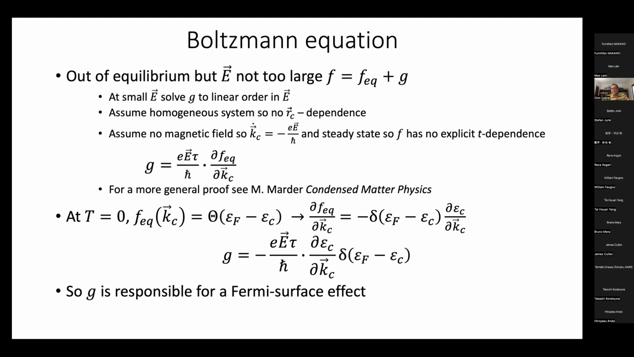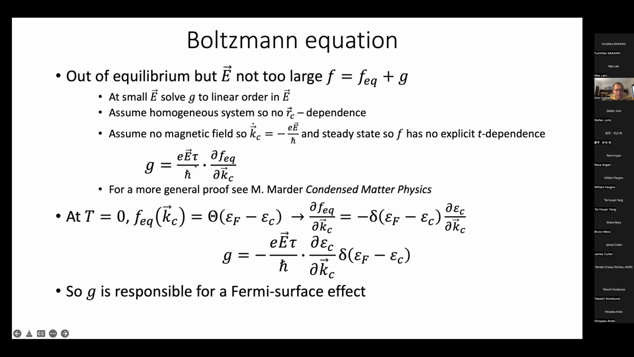We're going to say the system is homogeneous, so we're going to make all the approximations that we can. We're going to say there's no magnetic field, and then k dot is just going to be minus eE. Okay, so that is again purely from the semiclassical equations. And then very simply, you can get the textbook results. This gives you the Drude conductivity.